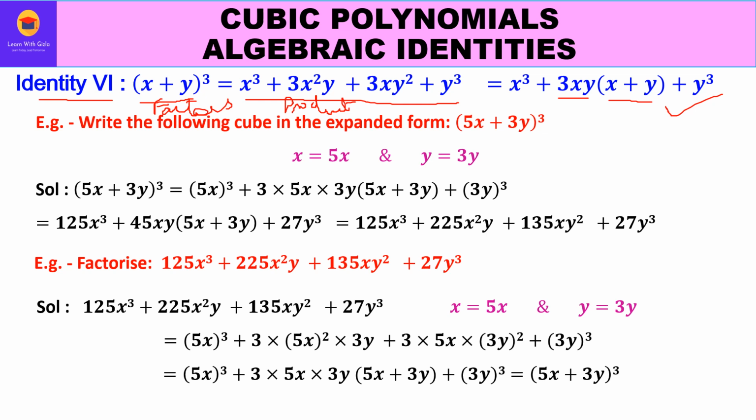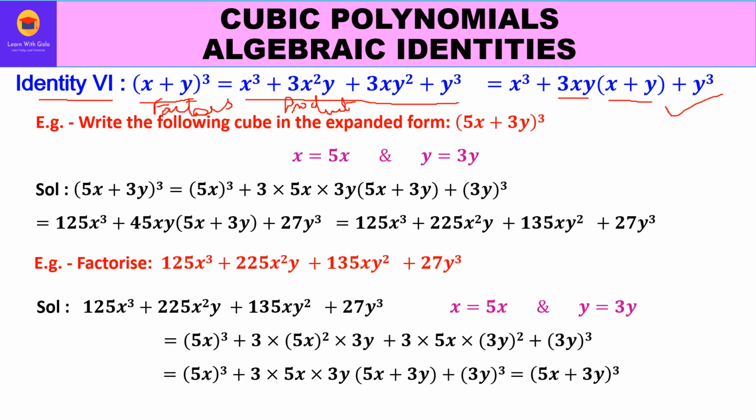Right. So this is the identity. The identity says when the factors are (x plus y) whole cube, then the product is x cube plus 3xy(x plus y) plus y cube. Now we can have questions based on this identity. There are three types of questions which we can get. One is to expand the factors, another is to factorize, and the third is to evaluate. So let us take up each question one by one.